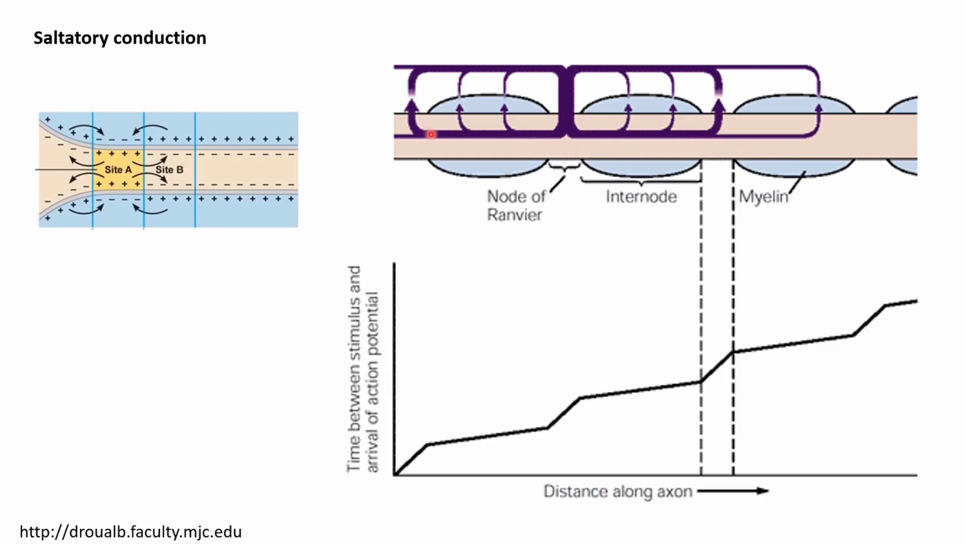This kind of hybrid conduction is sometimes called the saltatory conduction. Saltatory is a Latin term that basically refers to dancing or jumping, because here we can think of the action potential as jumping from one node of Ranvier to the next.